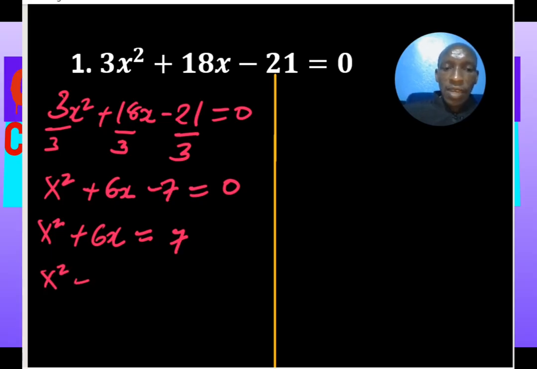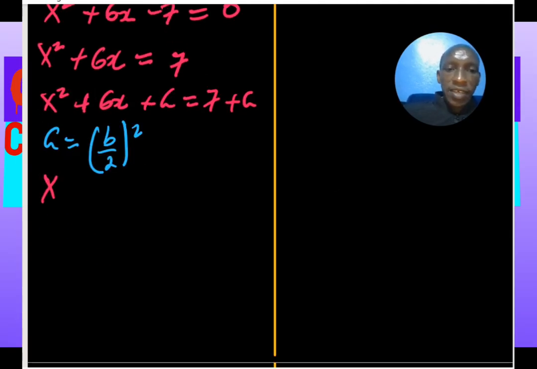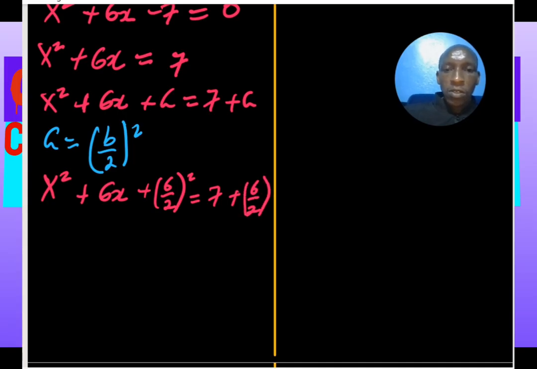So we are talking about x squared plus 6x plus c is equal to 7 plus c. Remember, when the coefficient of x squared is 1, c is equal to b over 2 squared. That is what we said. So we shall have x squared plus 6x plus 6 over 2 squared is equal to 7 plus 6 over 2 squared. That is going to be x squared plus 6x plus 3 squared is equal to 7 plus 3 squared.